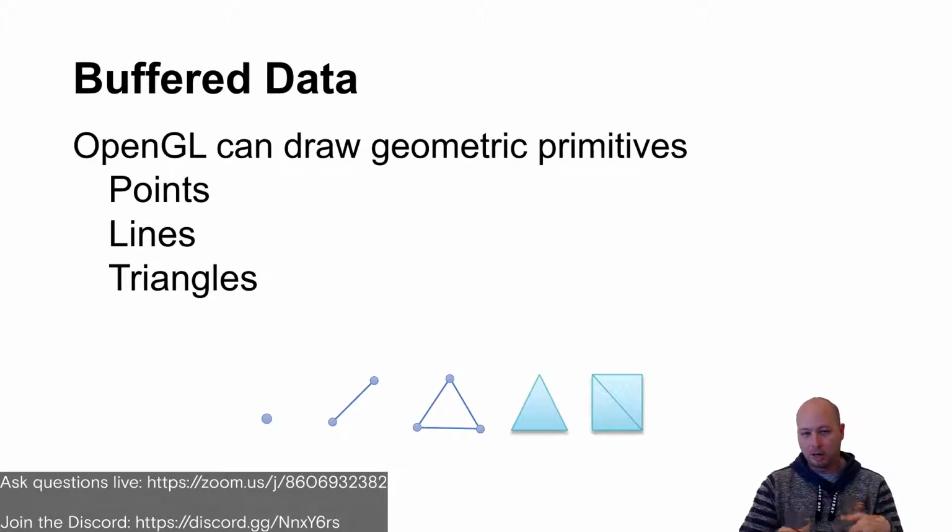So as we talked about in previous lectures, OpenGL is capable of drawing geometric primitives. It's able to do points, it can do lines, it can do triangles, it can even do quads and triangle strips and other types of more interesting things that are built on top of these ideas. But generally speaking, at the core of it, it's still just triangles and lines and points.